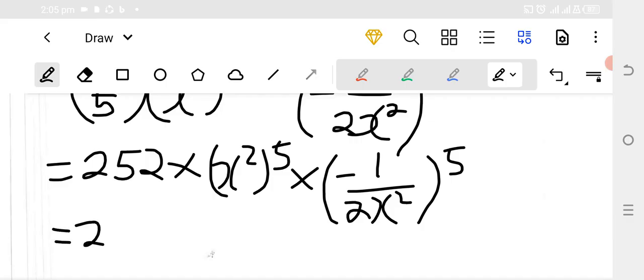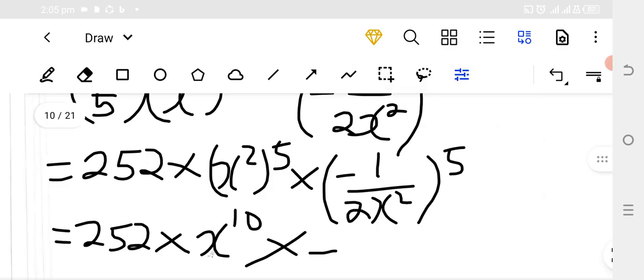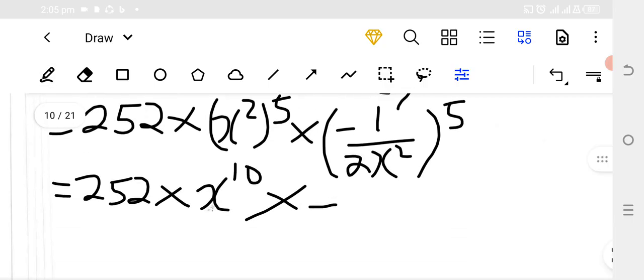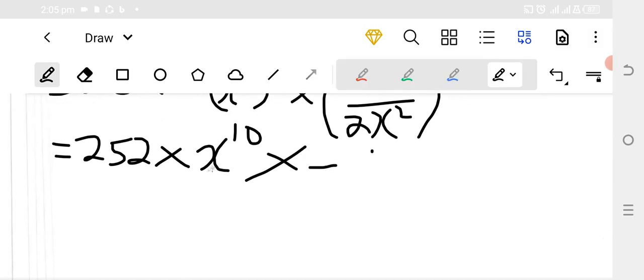So this will be equal to 252 multiplied by x to the power 10 multiplied by, since there's a negative here and the power here is an odd number, we maintain the negative sign. If it was an even power, like power 2, 4, 6, 10, as long as it's an even number, we would have changed the sign to positive. So we maintain a negative sign, then 1 to the power 5 is just 1. 1 to any power is 1, take note. Then 2 to the power 5 is going to be 32.